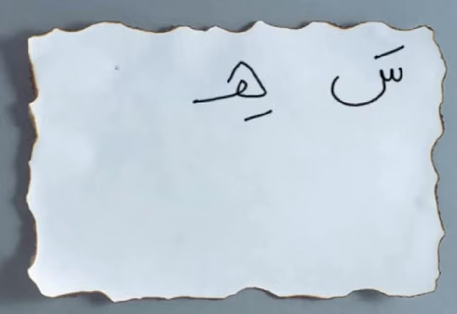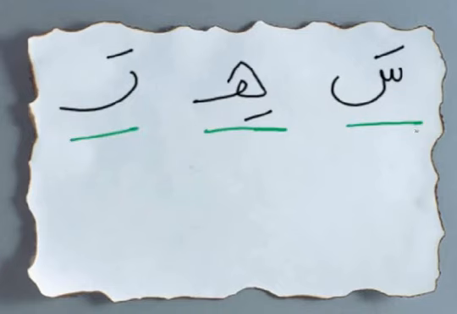Alright, next word that we have here is sahira. Sahira, which is harful sin with a fatha, harful ha with a kasra, and the harful ra with a fatha. And this basically means to pass the night awake. Alright, sahira. Say it with me. Sahira.